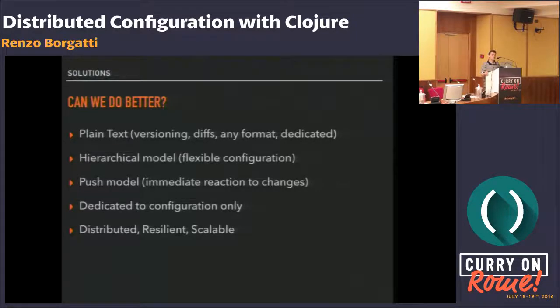So plain text, possibly a hierarchical model, which is a push model, so I can receive configuration changes as much as I want. I don't need to pull. I can even cache them, but they will be expired as soon as the new configuration is landing on the app, which is possibly distributed because we have multiple nodes, and also possibly dedicated to configuration only, because another thing that is bloating both Zookeeper and etcd is that they also offer you other things that you might not want or don't necessarily need.